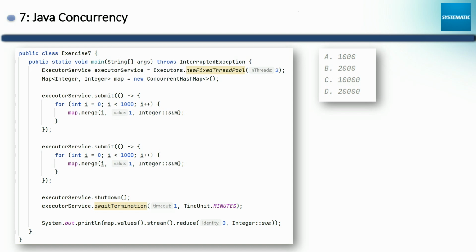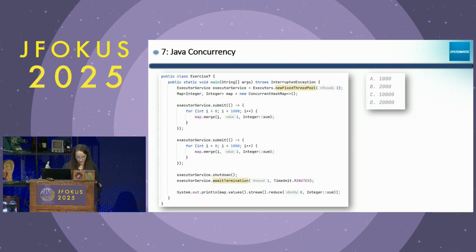So your task now will be to determine what you think the output of this program would be. What do you think that the resulting sum of all those values in the map will be after both threads complete their execution? And I hope you're now ready to submit your answer. So what do you think? We'll get 1,000, 2,000, 10,000, or 20,000? OK, we are in between B and D at this moment. Also, a couple of you selected A and C.